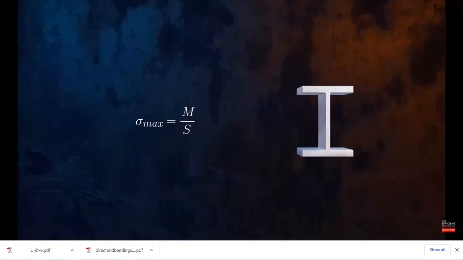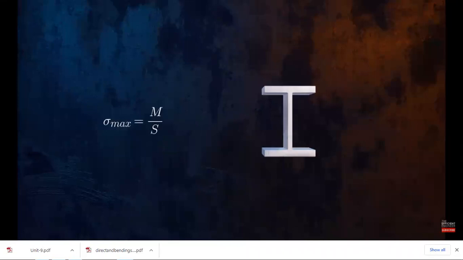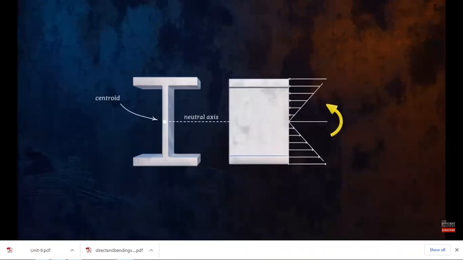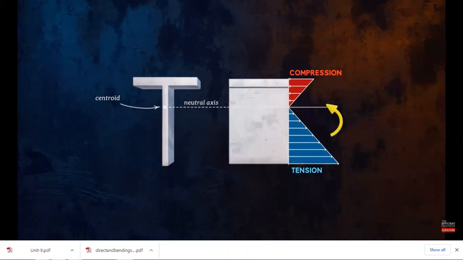The I-beam is a commonly used cross-section because it has a large area moment of inertia, which results in lower stresses. Here's how the bending stresses are distributed over an I-beam cross-section. They are zero at the neutral axis and reach a maximum at the outside surfaces of the flanges. For a T-section, the neutral axis is shifted upwards, and so the bending stress distribution looks like this.